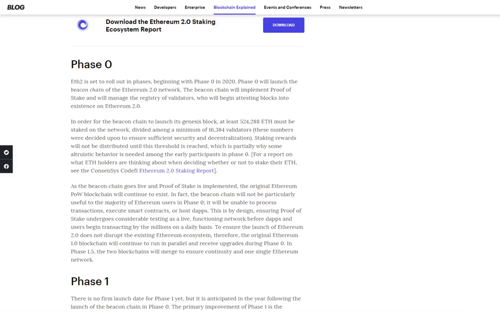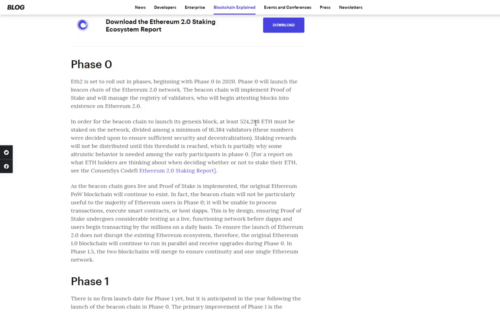In order for the beacon chain to launch its Genesis block, at least 524,288 Ethereum must be staked on the network, and that is divided among a minimum of 16,384 validators. These numbers were decided upon to ensure sufficient security and decentralization. Staking rewards will not be distributed until the threshold is reached.